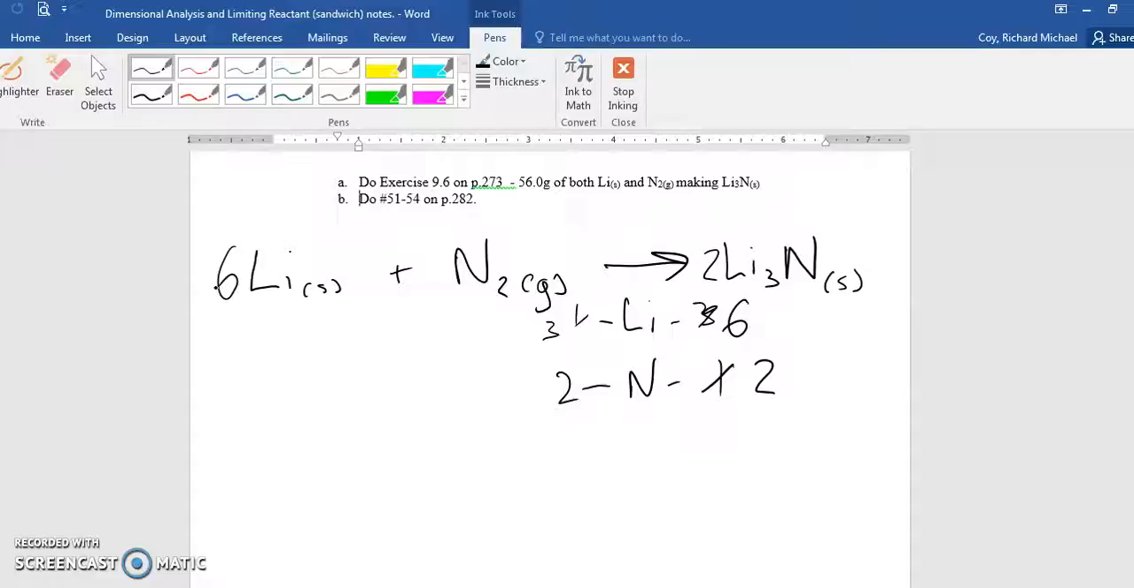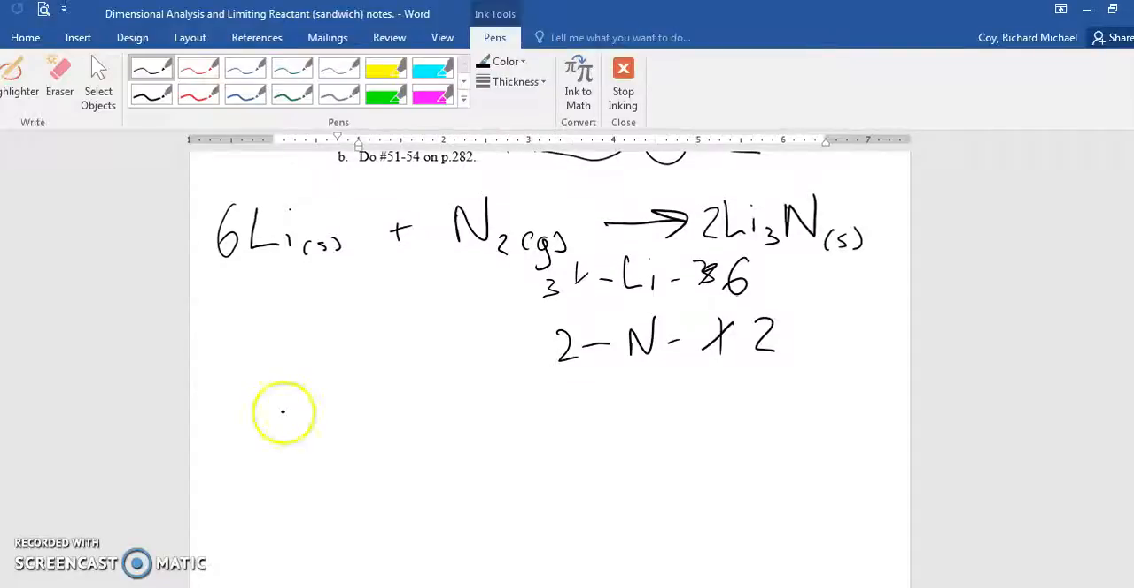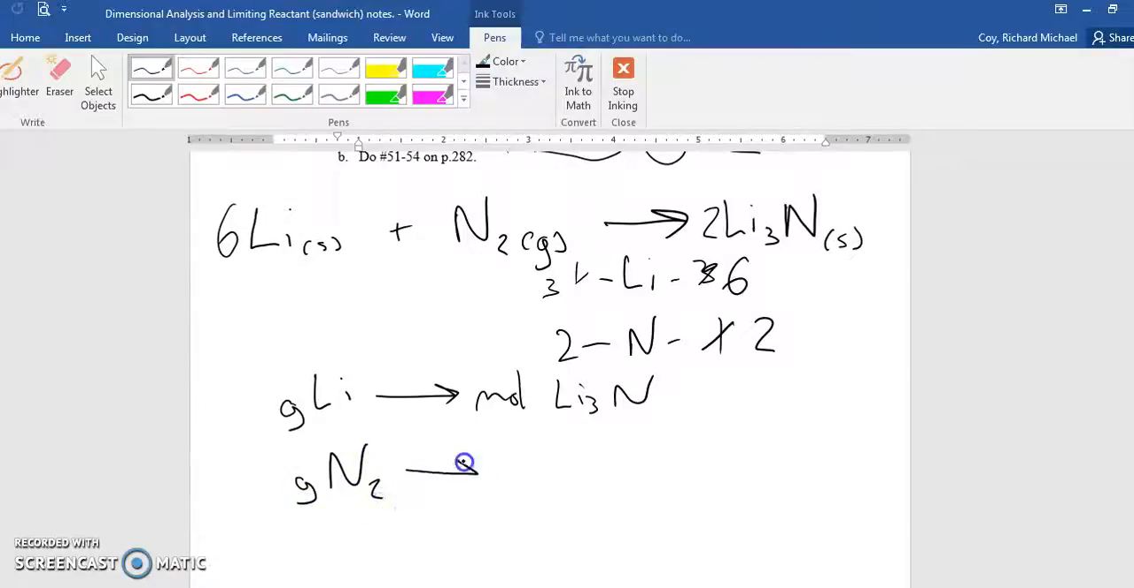Okay. And now what the problem says is if you have 56 grams of both lithium and nitrogen, how much lithium nitride gets made? Well, the way we have to tackle this is by doing 2 separate problems. First, if we know the grams of lithium, we find out how many moles of lithium nitride I can make. The second one is to say, well, what if we use up all of our nitrogen? Then how many moles of lithium nitride can you make?